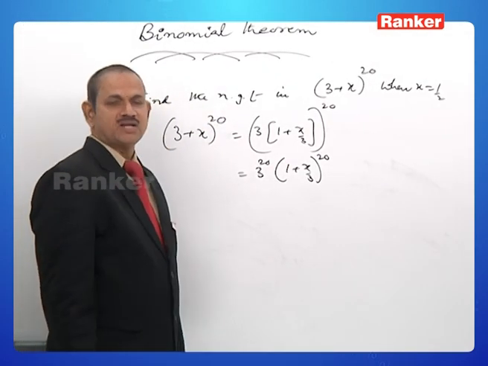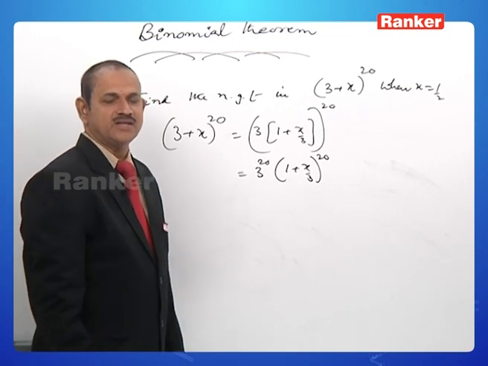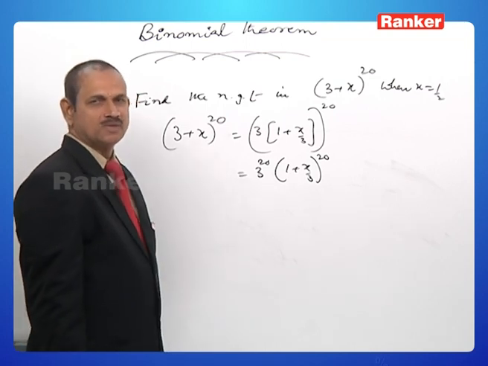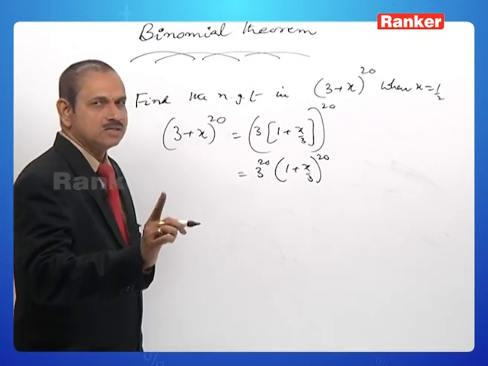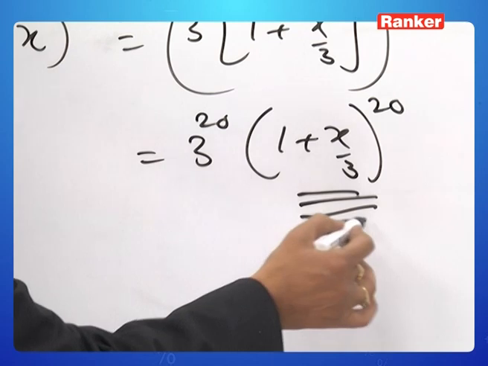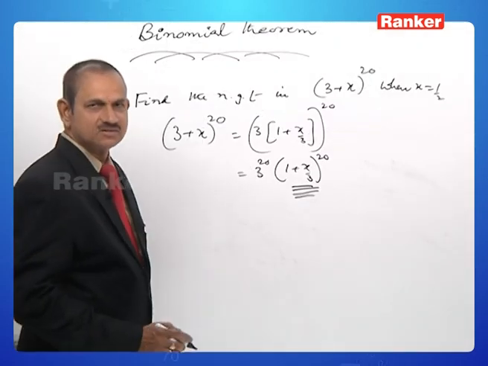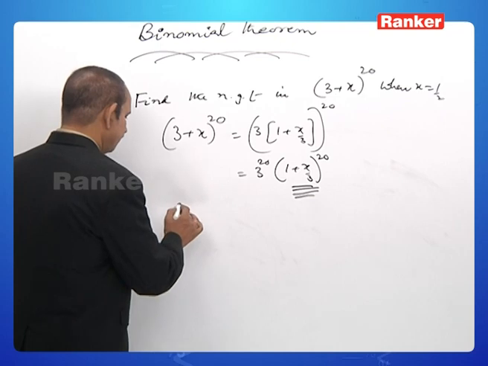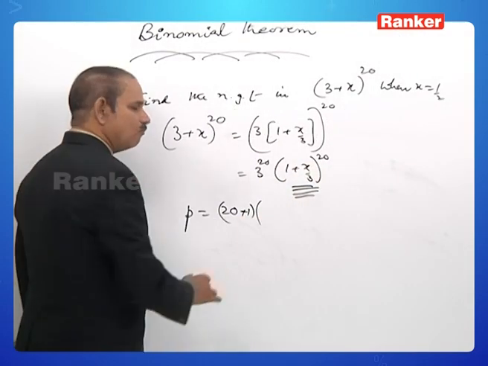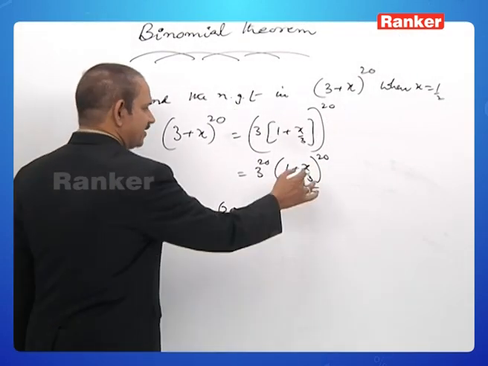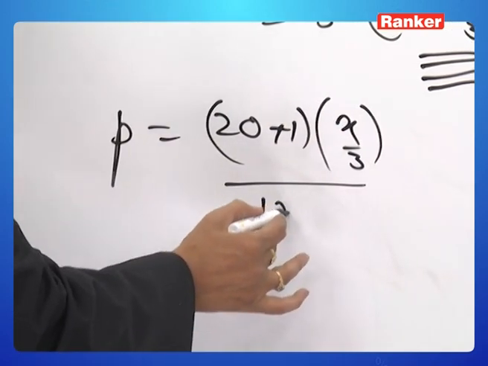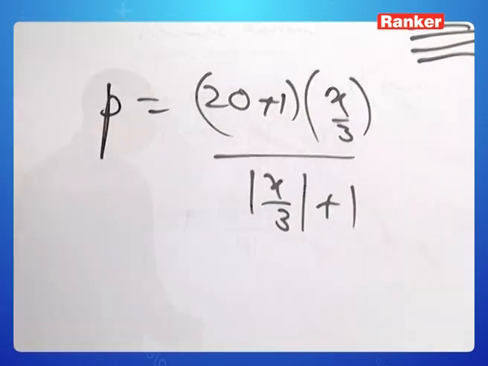So the procedure which we could have learnt already, that is by finding the value of p is equal to (n plus 1) into mod x by (mod x plus 1) and proceeding like that, is applicable only for this expansion only. Yes, let us start with usual notation. What is p? (n plus 1) into mod x by (mod x plus 1). What is in the place of x? We have x by 3. So mod x by 3, that is, mod x by 3 plus 1.